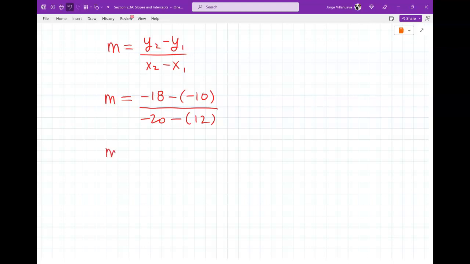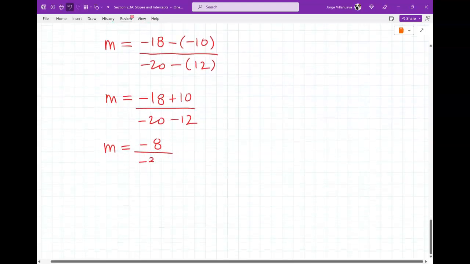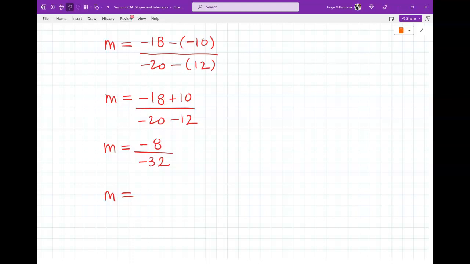All right, so up on top we have negative 18 plus 10 over negative 20 minus 12. So negative 18 plus 10, that's a negative 8. Negative 20 minus 12, that's negative 32. If I simplify negative 8 over negative 32, I get 1/4. Positive 1/4. So is this line going up, down, flat, or straight up and down? Well, it's negative on top and it's negative on bottom. So a negative divided by a negative is a positive.